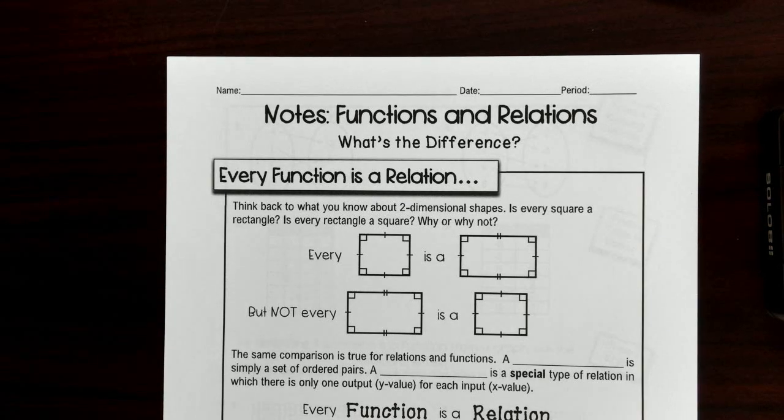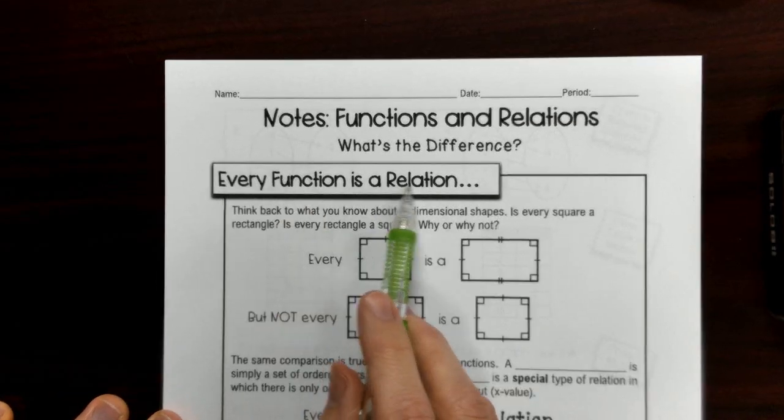We're here day two of functions, talking about functions and relations. This is again day two, so this should be kind of a review from Monday and Tuesday of this week. Again, a relation is a set of ordered pairs or a set of points. A function is a specific type of relation. So let's just talk a little bit about how every function is a relation, right?